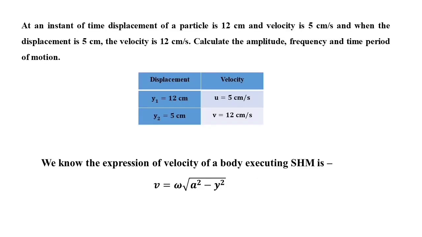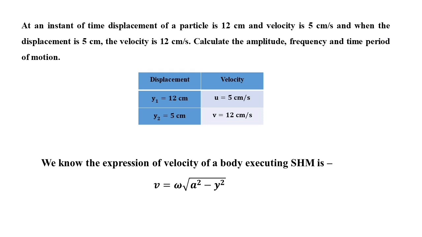Now we have obtained the value of amplitude, 13 centimeter, and now using any one of the conditions and using this equation v equal to omega into root over of (a square minus y square), if we put back, suppose y1 is 12 centimeter and u is 5 centimeter per second and the value of a is 13 centimeter, then from this equation we can easily calculate the circular frequency omega, and by using our very known relationship omega is equal to twice pi n, we can calculate the frequency.